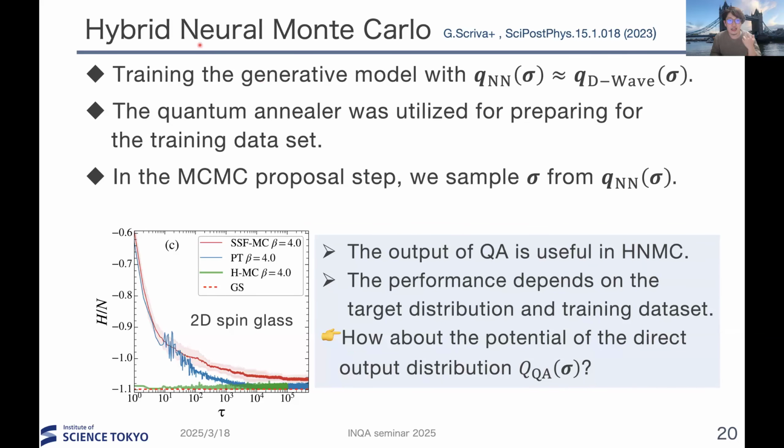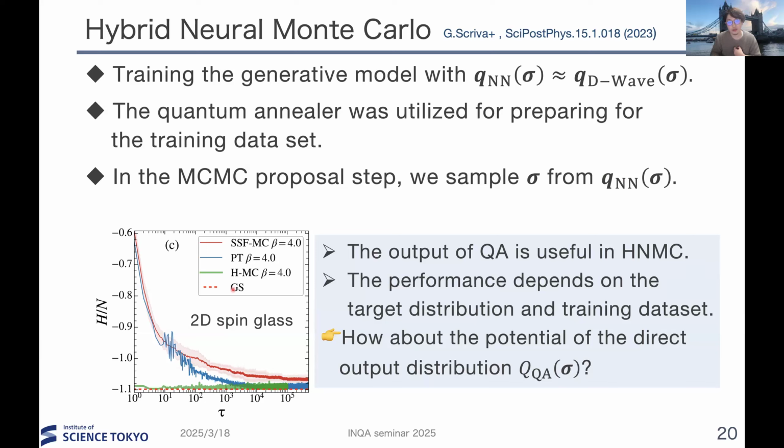So the next example is a hybrid neural Monte Carlo. In this paper, they are training the generative model with a neural network, sigma, which approximates the distribution of D-Wave. So the quantum annealer was utilized for preparing the training dataset. In the MCMC proposal step, in the standard way of the Metropolis-Hastings MCMC, we sample sigma from the neural network.